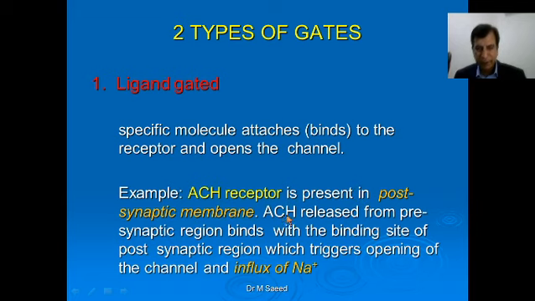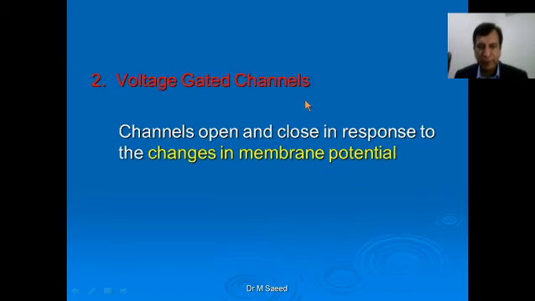So what happens? Acetylcholine released from the presynaptic region binds with the binding site of the postsynaptic region, which triggers opening of the channel and influx of sodium. So the response we get is in the form of influx of sodium when acetylcholine attaches with the receptor of the postsynaptic region. Voltage-gated channel: whenever there is a change in the membrane potential, that gate might open to allow that particular electrolyte to move in or out.